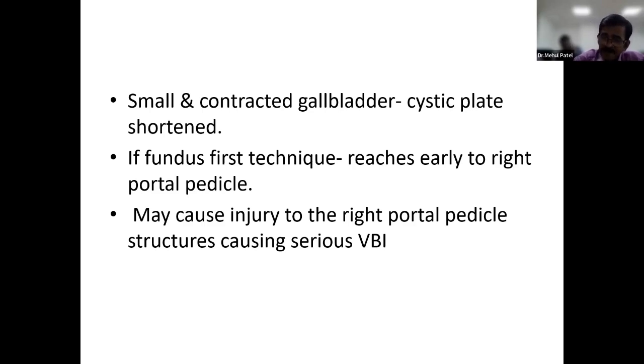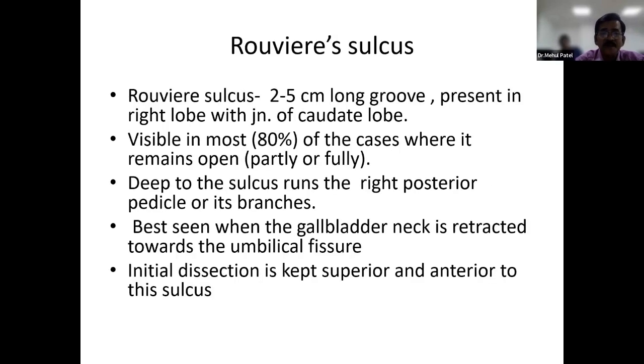the right portal pedicle. Another important landmark while doing lap cholecystectomy is the Rouviere's sulcus. The sulcus is a groove, 2 to 5 centimeters long, present in the right lobe at the junction with its caudate lobe. It is visible in almost 80% of cases, either partially or fully. And the importance of the sulcus is that deep to the sulcus lies the right posterior pedicle or its branches.